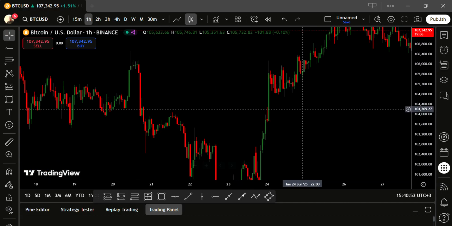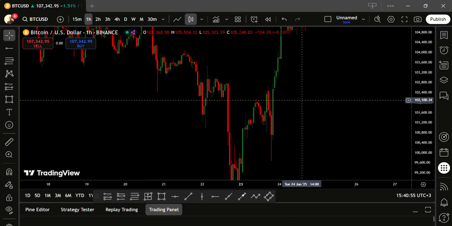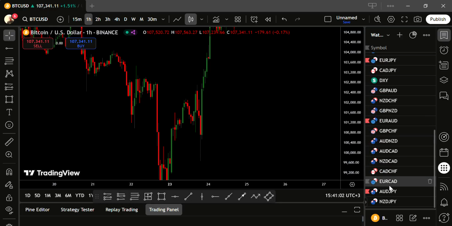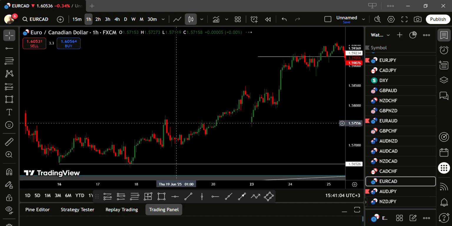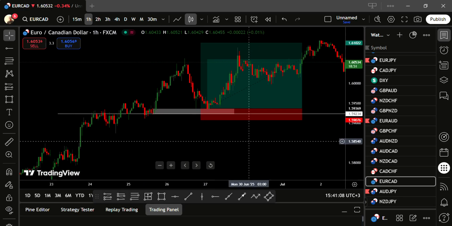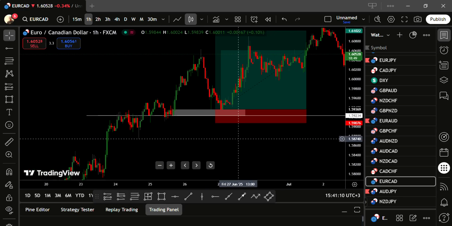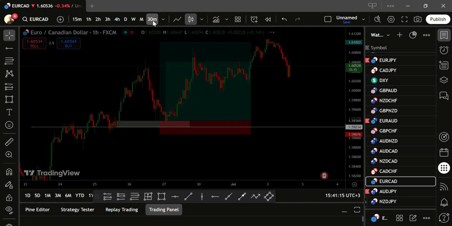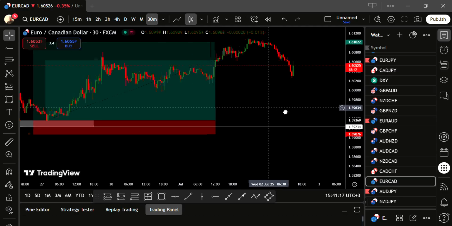So I think this one I showed you last time, Bitcoin. Let me just get another pair. There is one that happened on EURCAD. Yes, EURCAD. Yes, it is here. Guys, look at this setup, guys. Look at this setup. I think it was on the 30 minutes where it was clear, the demand zone.